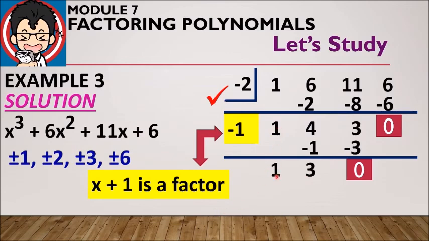So, paano nangyari yon? Sige, double check natin ha. Bring down 1. 1 times negative 1 is negative 1. 4 minus 1, we get 3. Then, 3 times negative 1 is negative 3. So, magsisiro nga talaga siya. So, again, turns out, negative 1, x plus 1 is a factor to the given polynomial. Okay?